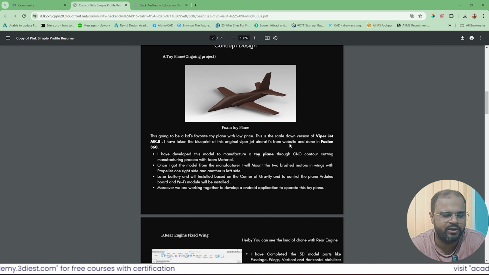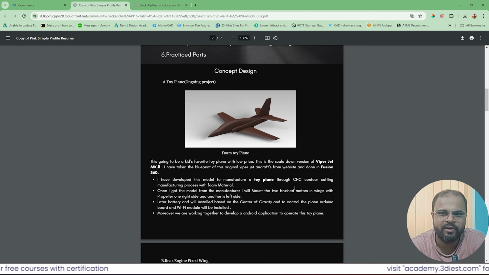So there is no need to write this much of a story. You can simply write 2 to 3 bullet points, and that should be enough to describe the high quality image that you had attached of your work.